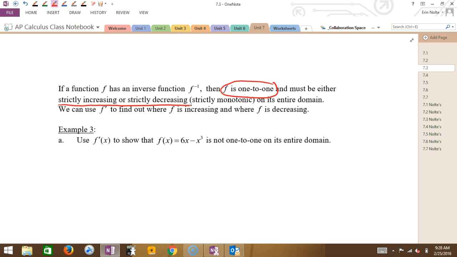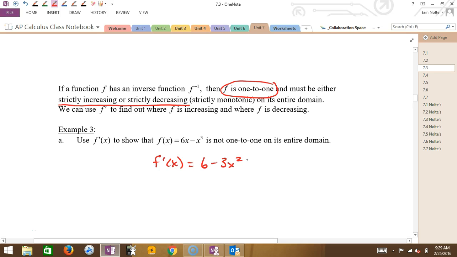For question A, we're going to start by finding the derivative and then make a decision if this is a one-to-one function. So what's the derivative of my given function? Okay, so 6 minus 3x squared. What is the first derivative going to tell me about any function? The slopes, and what else can it tell us? The extremas.